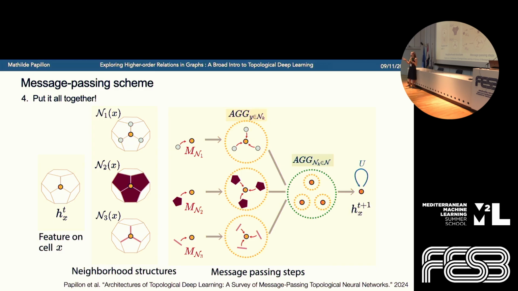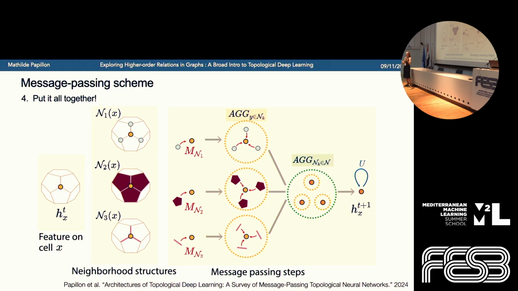However, unlike in the GNN, we have multiple neighborhoods. So I also need to add an aggregation step to combine these neighborhoods together into one message. So that is a second aggregation step that we did not have before. And finally, we have an update, which might depend on the original feature on the node. So that is one layer of message passing in a topological neural network.